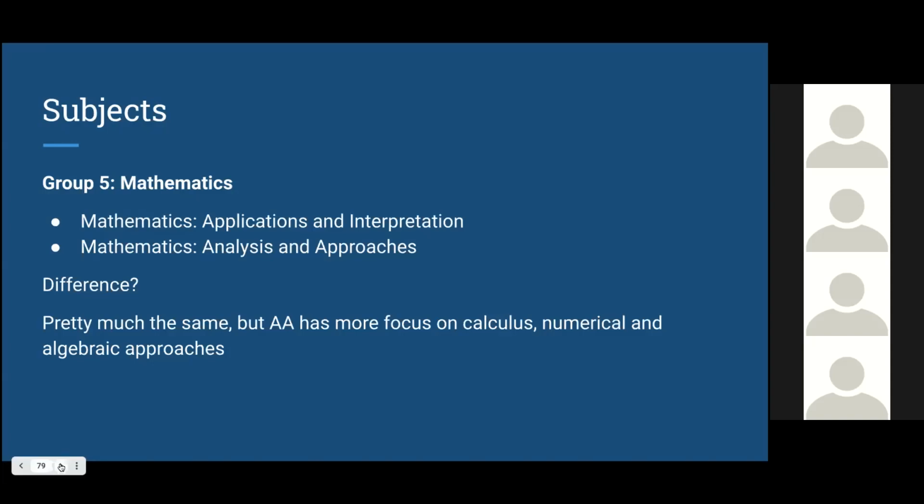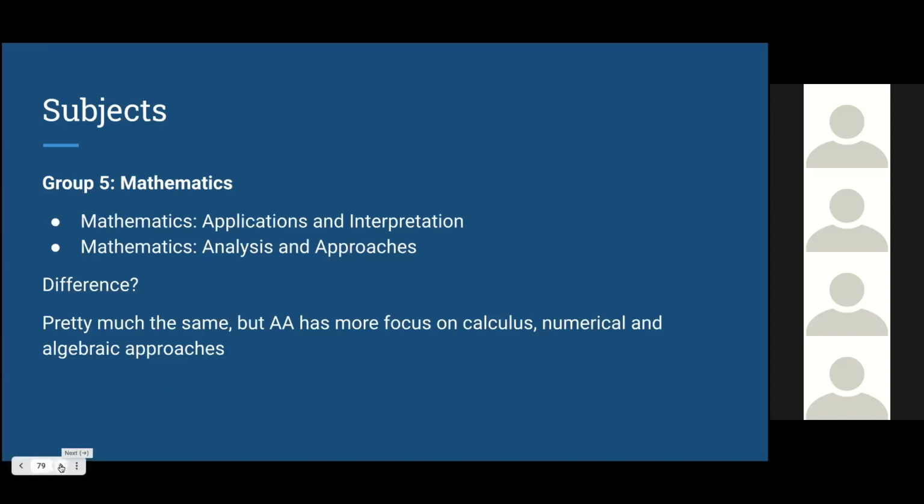So what's the difference between these 2 maths? Actually they're pretty much the same, but for AA, there will be more focus on calculus. There's more focus on numerical and algebraic approaches as well. So in some ways, AA is slightly harder because it's more conceptual compared to AI.